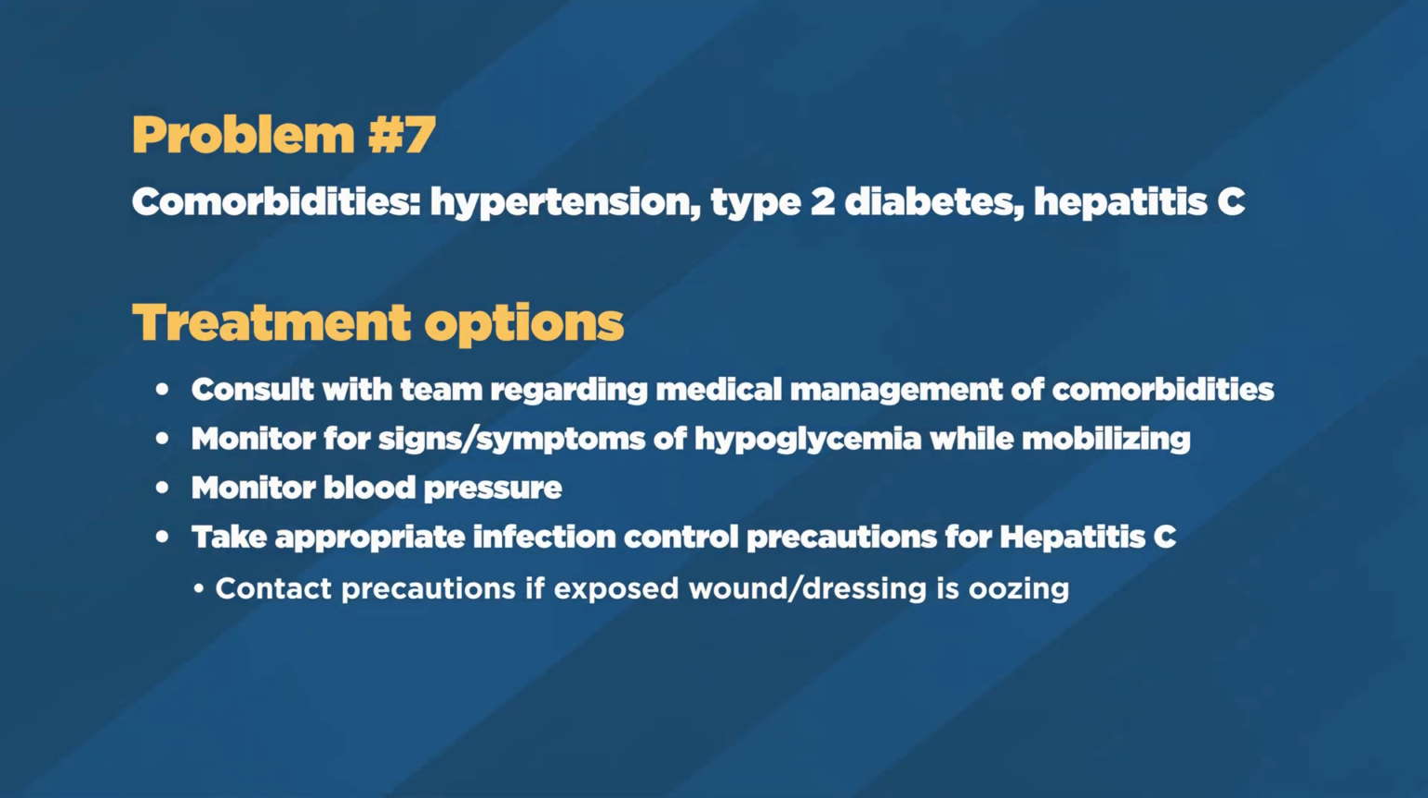For Hep C, take infection control precautions only as necessary. You would use contact precautions if the patient had a wound that was exposed or if there is any oozing from the dressing, as Hep C is transmitted through infected blood. As a future treatment, when post-op delirium has subsided, you could educate the patient on modifiable risk factors associated with their comorbidities.